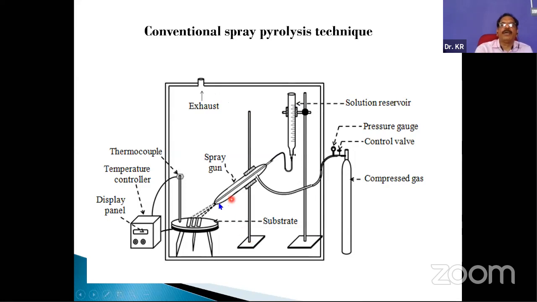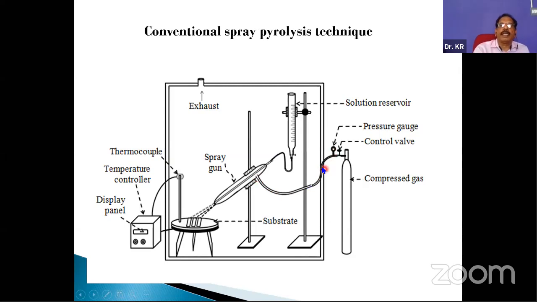This apparatus consists of a spray gun, a solution reservoir, a compressed air container with control valves and pressure gauges, a heating source, a temperature controller with a sensor, and the other connected accessories. The spray gun consists of two coaxial thick-walled glass tubes, of which the inner one is a capillary tube. One end of this capillary tube is connected to the solution reservoir, and the outer tube is connected to the carrier gas container.